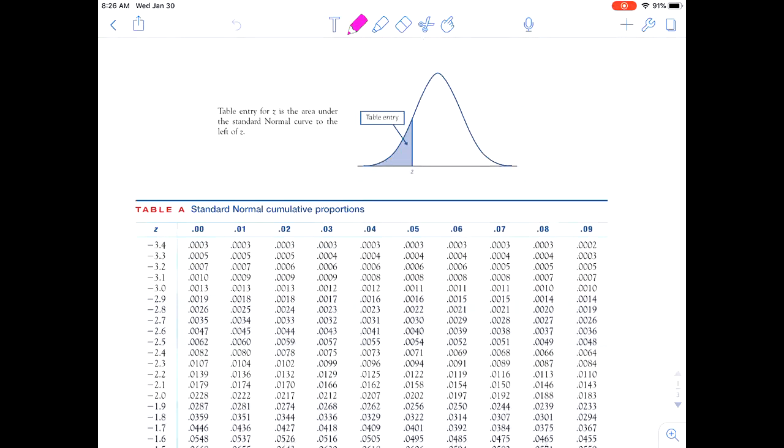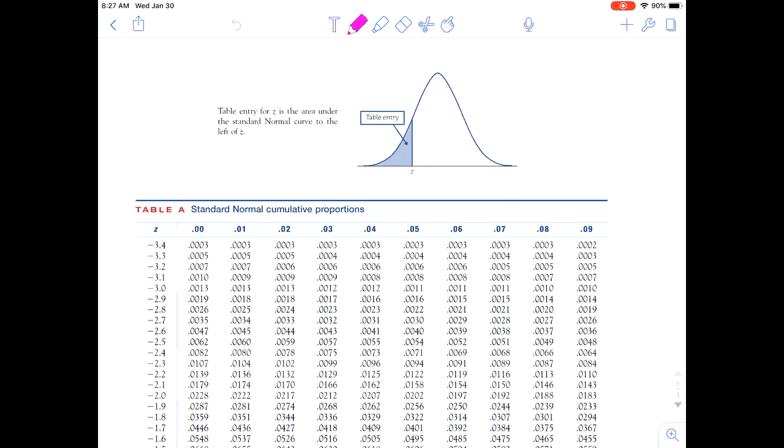So all it's done is it started at a Z of -3.4, -3.3, -3.2, and so on. But it didn't stop there. It said, well, you must want a second decimal place. And so what we do is you find your whole number and the first decimal in the left-hand margin, and then you find your second decimal in the top row.